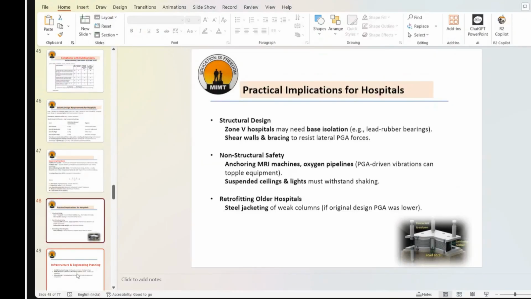And what are the practical implications of understanding all these things? Now you can understand. A zone 5 hospital may need base isolation because these are the most severe seismic zones. Lead rubber bearings, shear walls, bracing, all these to resist lateral PGA force. In zone 5 lateral PGA force भी बहुत हाई होता है, तो वहां पे इस टाइप की ब्रेसिंग की जरूरत है. फिर non-structural safety is very important. जैसे हम बहुत सारे इक्विपमेंट हॉस्पिटल में यूज करते हैं, ECG, CT मशीन, MRI मशीन, एक्सरे, बड़े मशीन्स हो गए, सस्पेंडेड लाइट्स हो गए, सीलिंग्स हो गए.